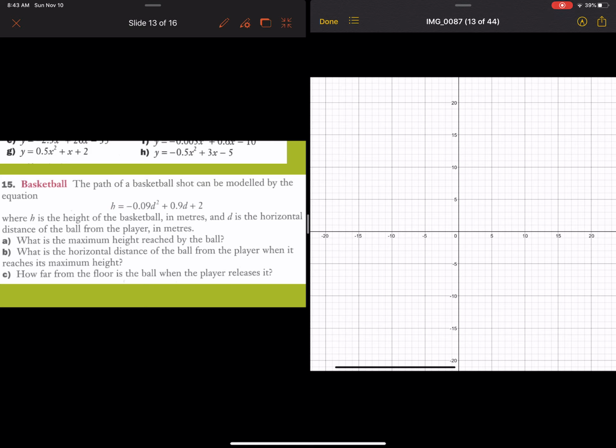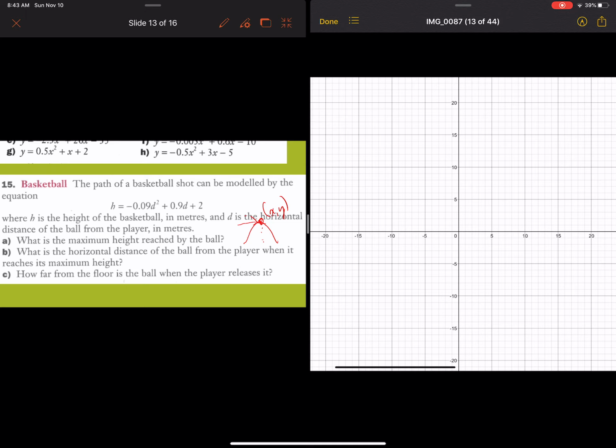So anyway, what is the maximum height reached by the ball? Well, if we draw it, it's going to be right there. It'll be our y value. And what is the horizontal distance of the ball? Basically it's asking us for the vertex. It'd be the x and y values of our vertex.